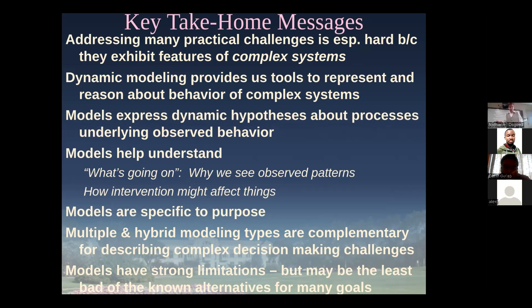Multiple and hybrid modeling types are complementary for describing complex decision-making challenges, but agent-based modeling has a particular role to play in being a flexible, versatile form of modeling that allows us to capture richly different aspects of context: spatial, network, relational context, heterogeneity, and to capture the stories that occur at an individual level. It allows us to do that in ways that can tap additional sources of data and that can compare against data from the world with data generated by the model.